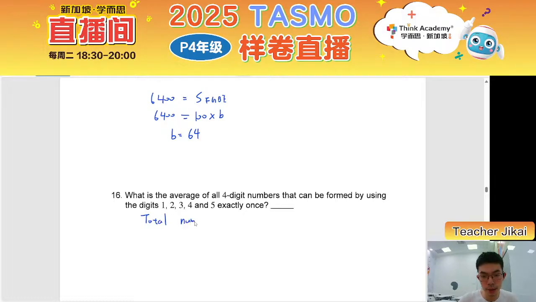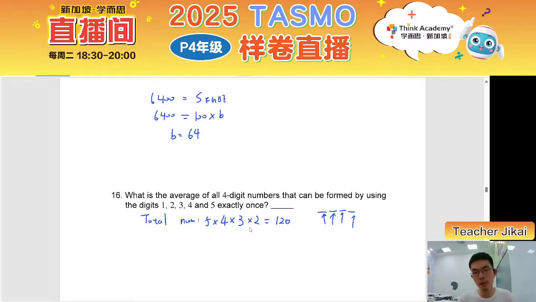For the total number of numbers, we have 4 digits. So for the thousands digit here, we have how many choices? 1, 2, 3, 4, 5, 5 choices, right? For the hundreds here, how many choices? We have already used up one number in the thousands, so 5 minus 1, 4 numbers remaining. How about the tens here? 3 choices. The ones, 2 choices. So altogether, we have how many numbers by using 1, 2, 3, 4, 5 exactly once? 120 numbers, right? We have 120 numbers.